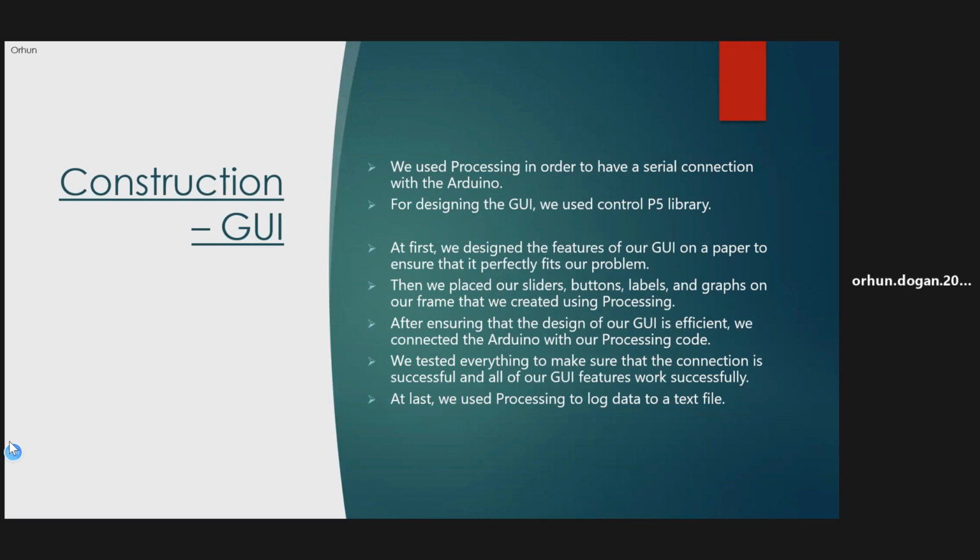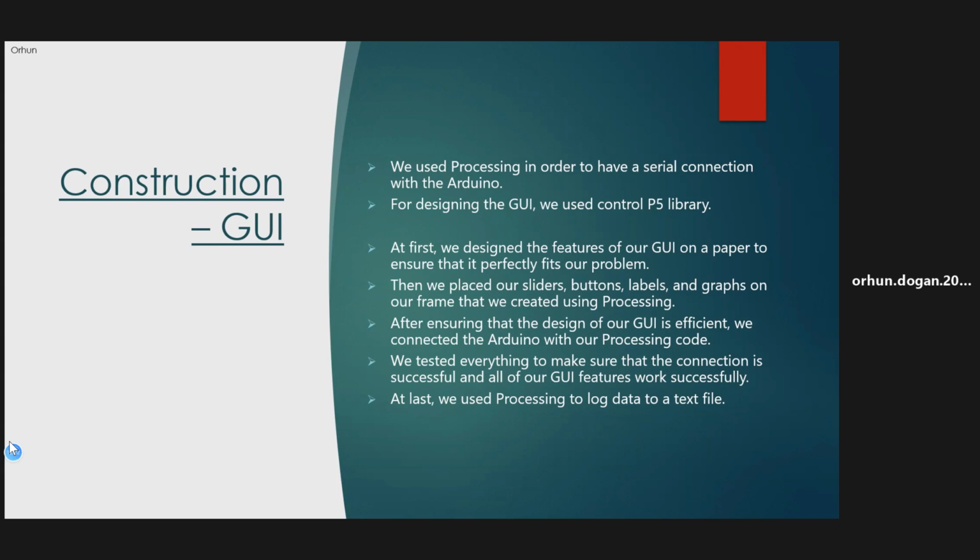Construction of GUI. We chose Processing for communicating with the Arduino. We decided to use Processing for three main reasons. First of all, Processing's ControlP5 library is very useful for creating graphics. Next, Processing and Arduino are very similar to each other in terms of structure. Thirdly, Processing syntax is very similar to Java, which we had some prior knowledge about, therefore learning Processing was slightly easy. By serial connecting Arduino and Processing, we managed to send messages from one platform to the other.